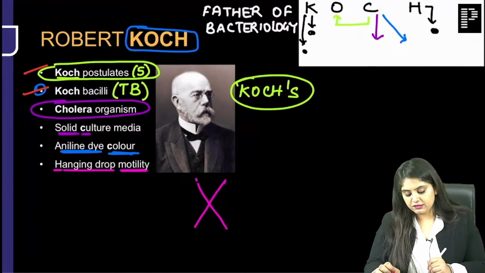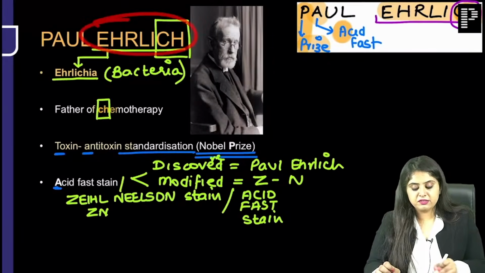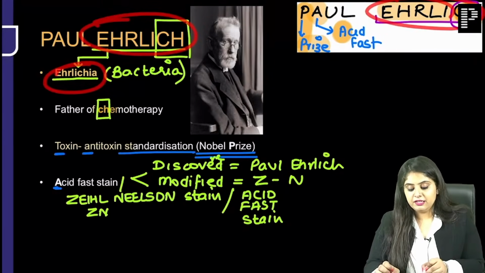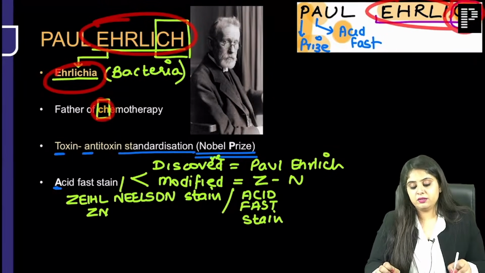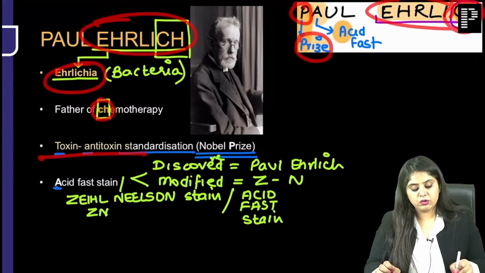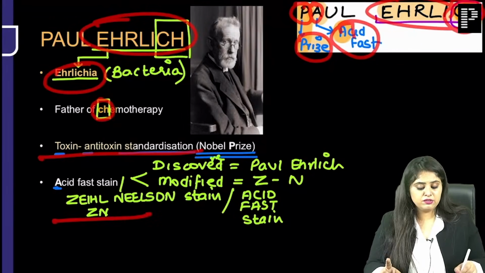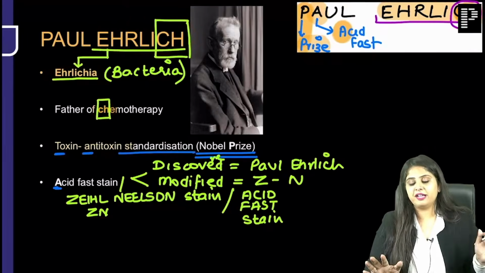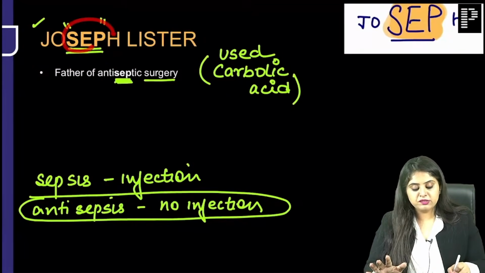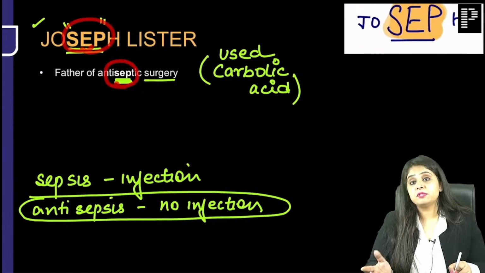The next scientist is Sir Paul Ehrlich. He's given us the bacteria, that is Ehrlichia. He's the father of chemotherapy. He's got a Nobel Prize for toxin antitoxin. He was the person who discovered acid fast stain, and later on Ziehl and Nelsen took all credit for it. Sad story. Then we have Sir Joseph Lister, who's the father of antiseptic surgery.